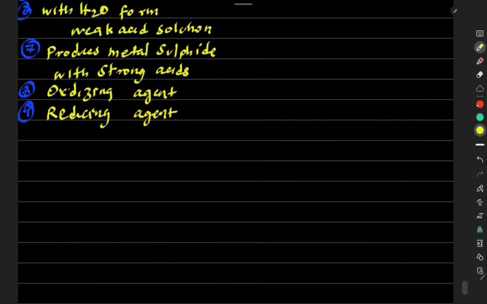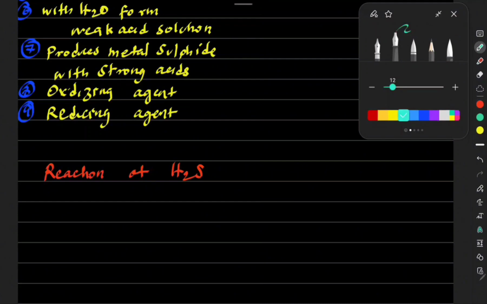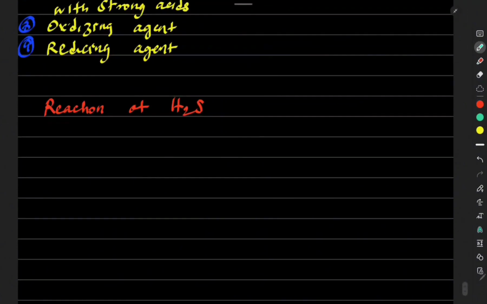Now let's look at the reactions of hydrogen sulfide. There are about 8 reactions in our syllabus for hydrogen sulfide. Let's look at them one by one. First, H2S, hydrogen sulfide as an acid with strong bases.